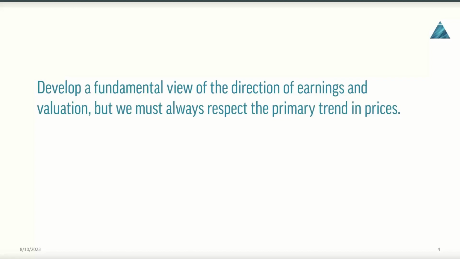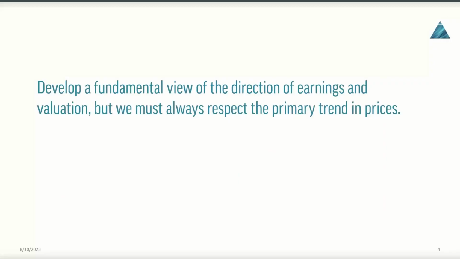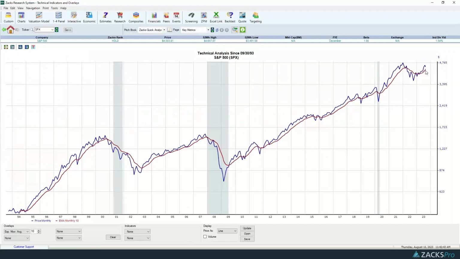So we should all be spending most of our time doing this step right here. Develop a fundamental view of the direction of earnings and valuation. But we must always respect the primary trend in price. So right now, the primary trend is still bullish. So I would be long the market, but my fundamental view is bearish. And so if that 10-month moving average breaks, it would be time to go defensive. And again, that would be because the market is now aligning with my fundamental view, my pre-held fundamental view of recession.